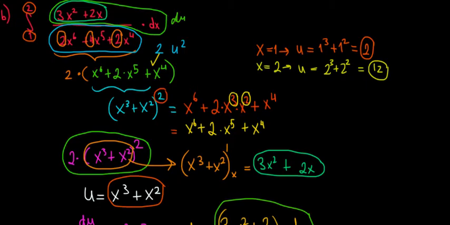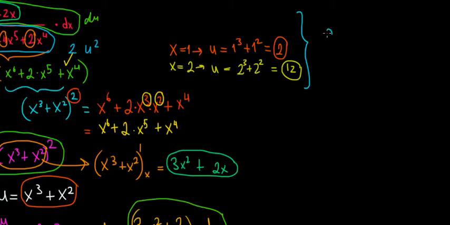Now with all these things in mind, we could write the new integral. So we're going to have the following. We will have the definite integral from 2 to 12, and in the integral we're left with the expression of du divided by 2 times u to the power of 2. Let me just write it: 2u to the power of 2. Yes. Right?